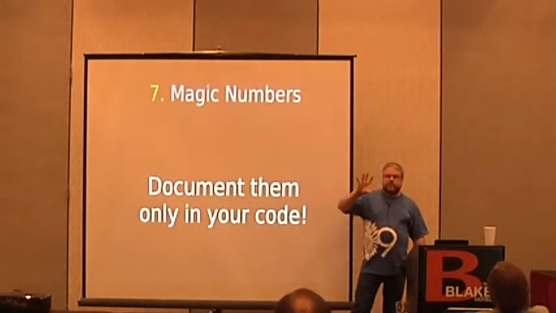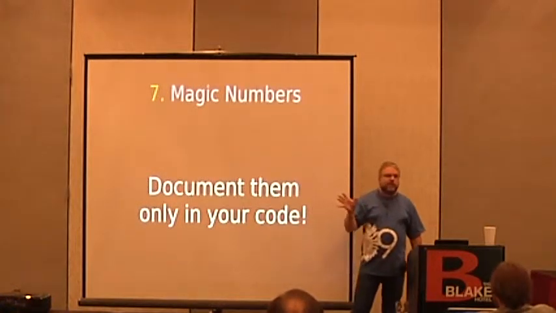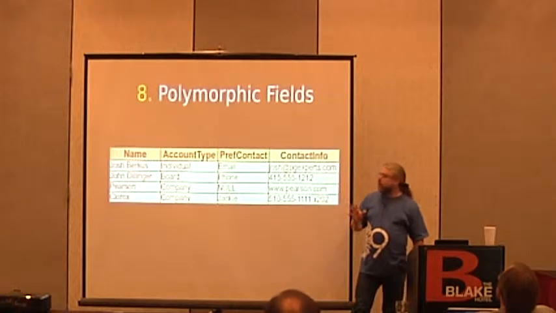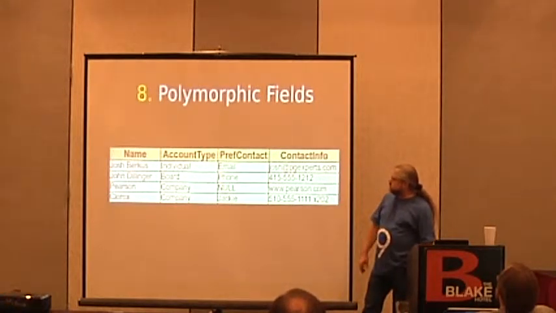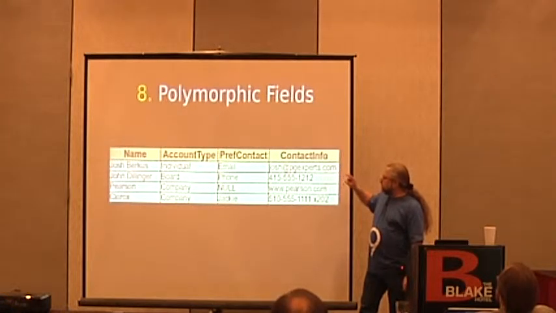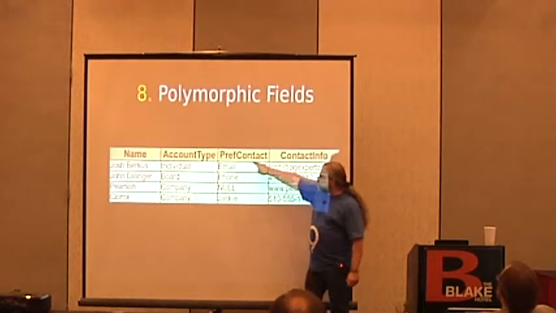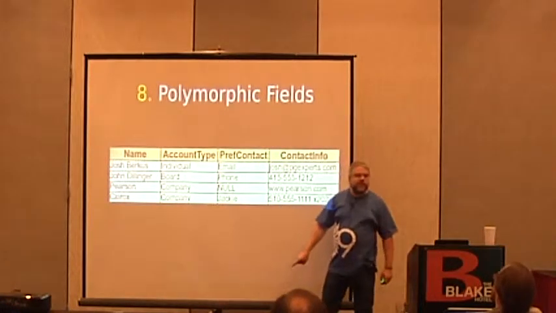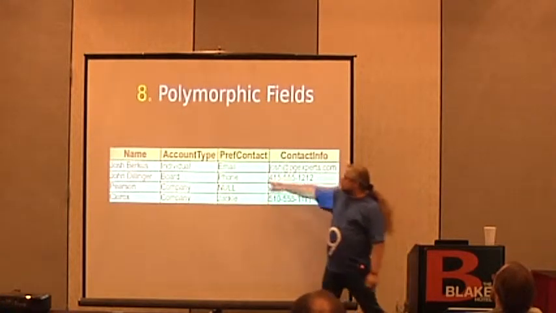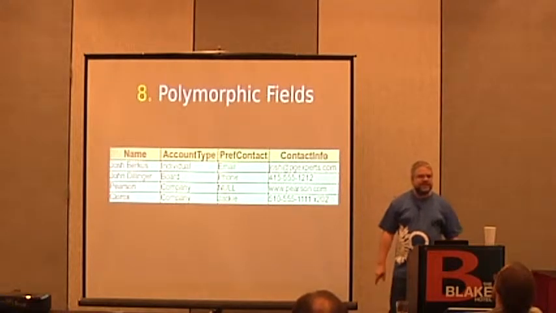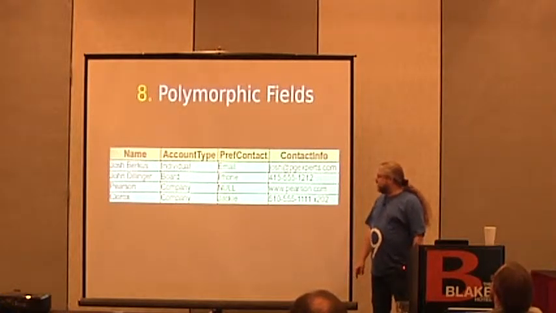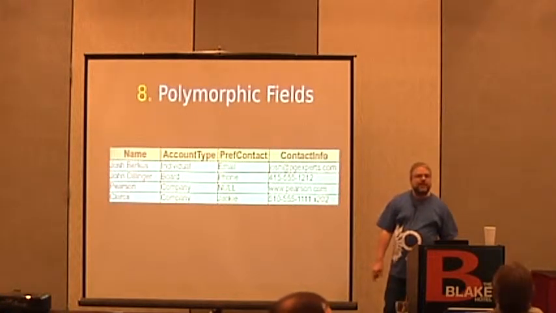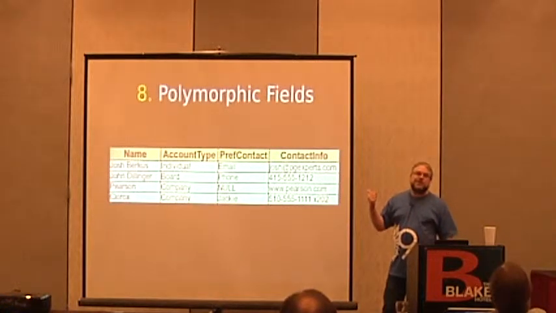Now, an even more advanced technique, again in the non-atomic field realm, because that's where we can have the most fun, is what we call polymorphic fields. This is from a fundraising database where the valid range of values for preferred contact was dependent on what was in the account type field, and the contact info field was dependent on what was in the preferred contact field. So for example, try assembling an email list out of this. Yes, this was a real database. It was in production.